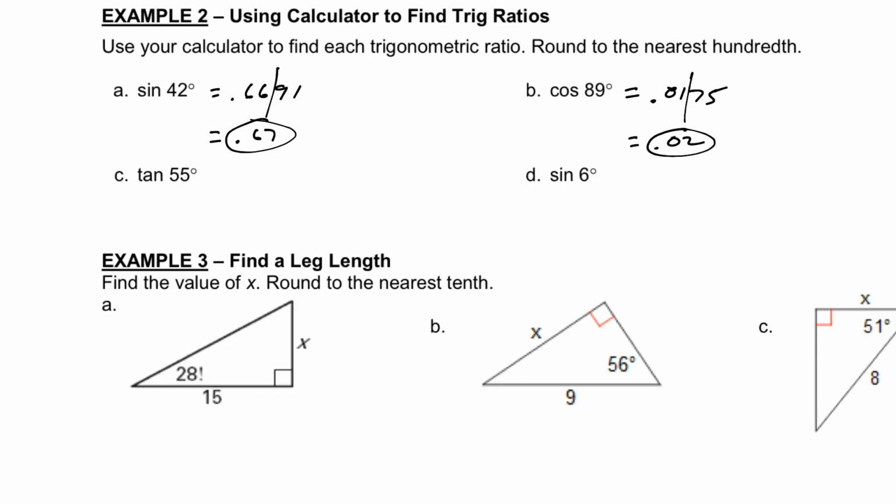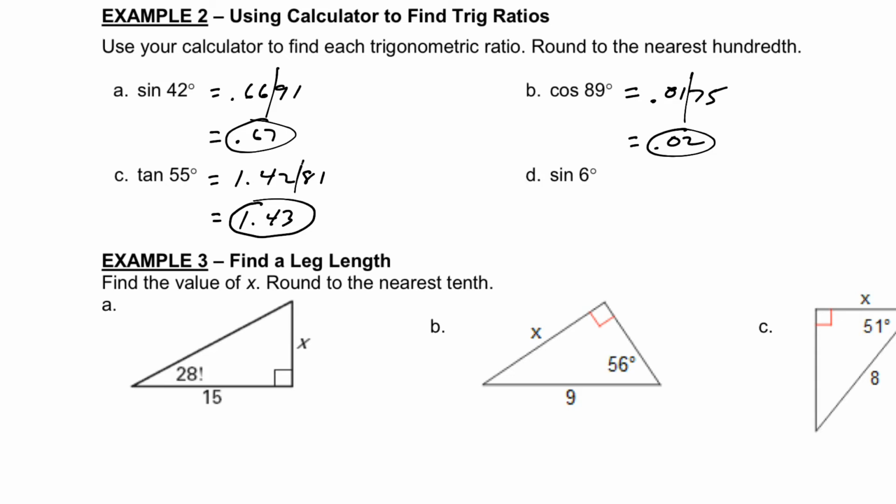Type tangent of 55 into your calculator or your phone. Make sure you're doing this with me so you're getting the same answers, okay? On this one, I get 1.4281. Again, we're going to round to the nearest hundredth, so we're going to round off right here. This digit happens to be a 5 or larger, so we round up again. For this one, we get 1.43. So that's our tangent of 55 degrees.